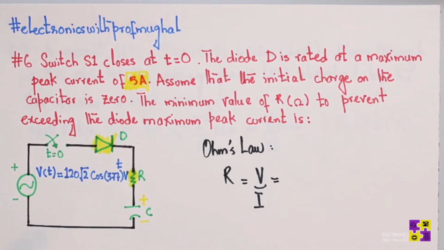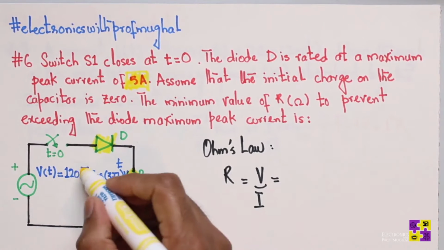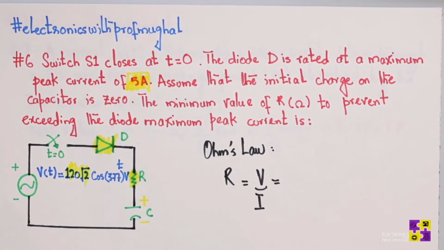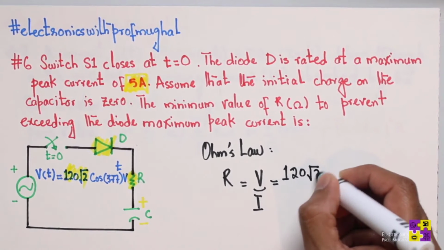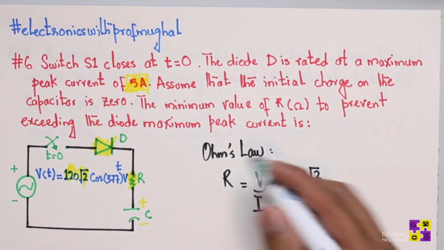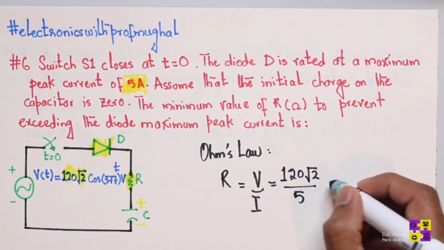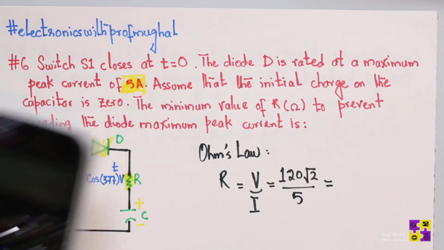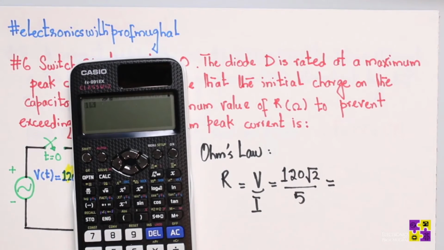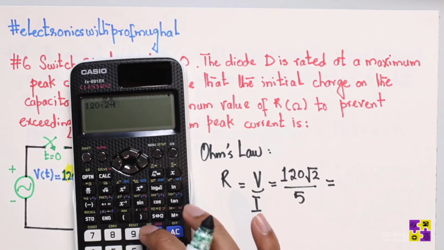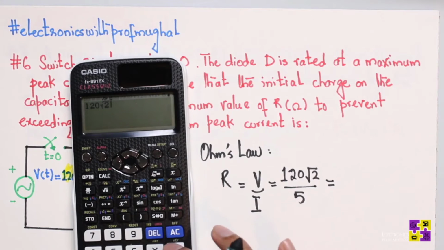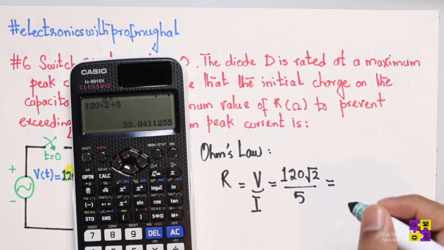Where V is basically this magnitude right here, 120 under root 2. So I'm going to write it down as it is, 120 under root 2 divided by I, which is 5 amps, correct? Now let's do the math here. I have my calculator over here. 120 under root 2 divided by 5. Here we go. Divided by 5. And that gives me 33.94 ohms.